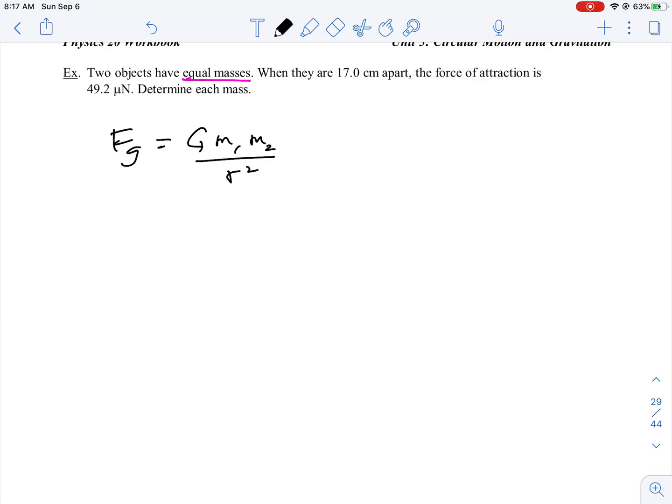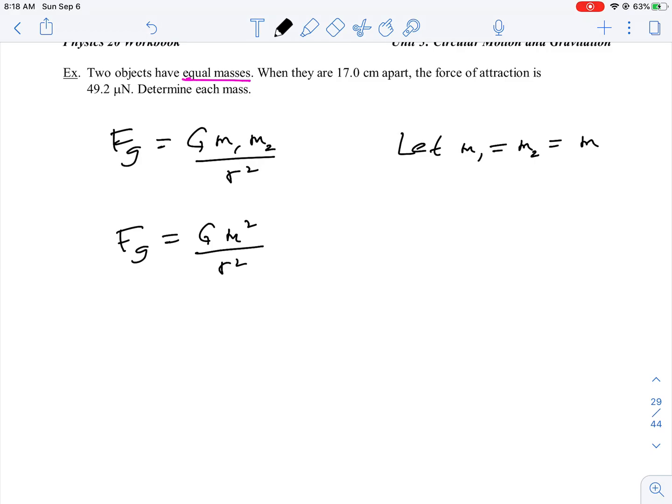But we're told that they're equal masses. So what we can do is we can let M1 be equal to M2 and let them both be equal to something called M. Now if you look at the formula here, that means we have M1 times M2, which becomes M times M. So what is M times M? It will be M squared. So that's how we reduce this equation when they have equal masses.